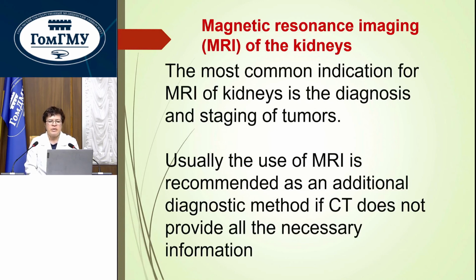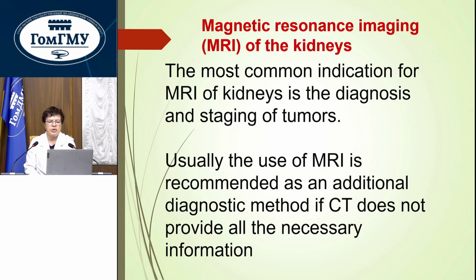Other methods include X-ray of the kidney, intravenous urography, radionuclide study of the kidney, and magnetic resonance imaging of the kidney. The most common indication for MRI of the kidney is the diagnosis and staging of tumors. Usually the use of MRI is recommended as an additional diagnostic method if CT doesn't provide all the necessary information.